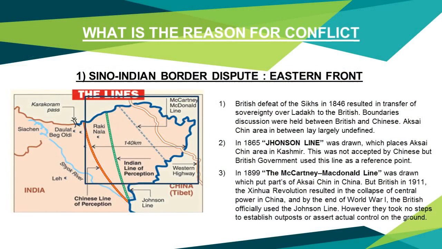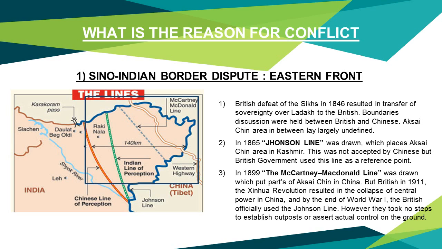The first and foremost reason was an outcome of British politics in Southeastern Asia. The British defeated the Sikhs in 1846, which resulted in the transfer of sovereignty over Ladakh to the British. Boundary discussions were held between Britain and China, but the matter of the Aksai Chin area was kept undefined, as Aksai Chin is a flat land at 5,000 meters above sea level, and before the Italian campaign of World War II, the British never knew the benefit of being situated at such heights in warfare.